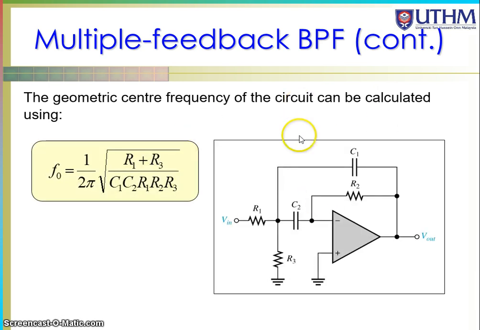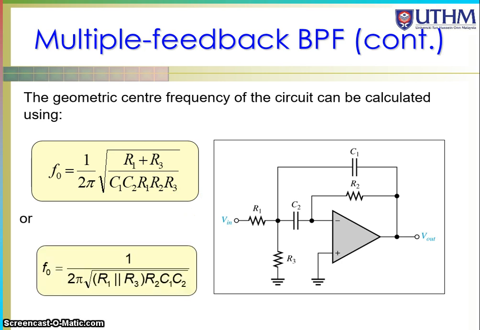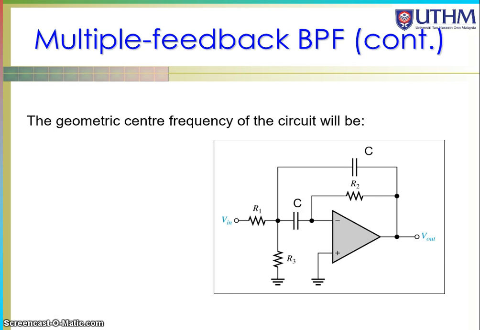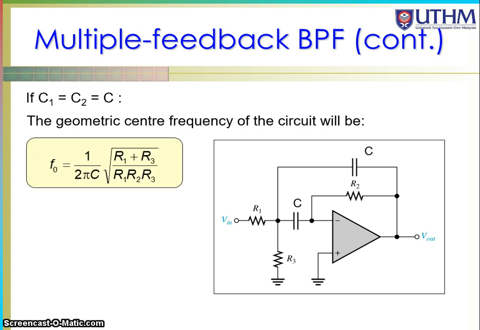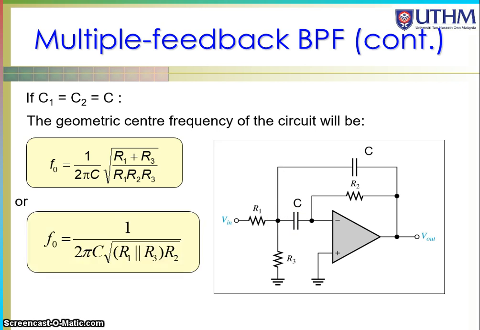And the center frequency for the multiple feedback, f0, will be R1 over RT divided by C1, C2, R1, R2, R3. Actually, you can get this from the transfer function just now. This is another representation of the center frequency. But usually we'll choose the two capacitors having the same value, so this is the center frequency for the multiple feedback. Okay, the gain will be R2 over 2 R1.